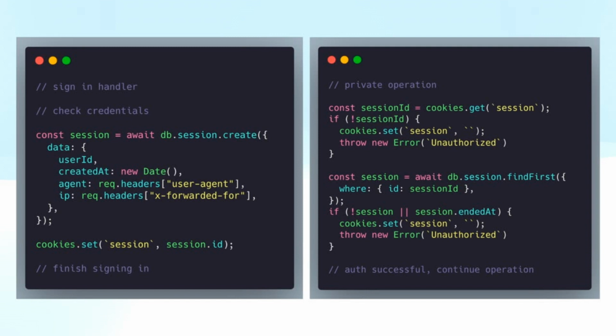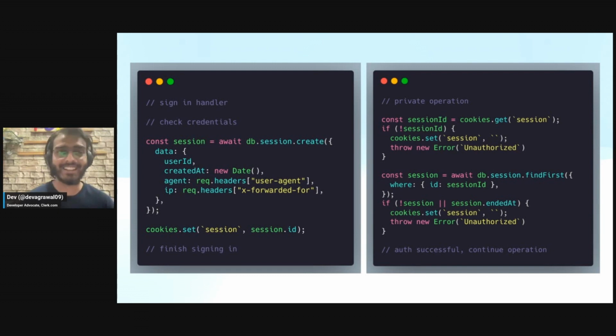Now, if the session object doesn't exist, then obviously it's a bad cookie, or maybe someone is tampering with the cookie, so we just sign them out and we throw the unauthorized header. Or if the session has an ended at date, which means you have already signed out of that session, you shouldn't be able to use it to authenticate with requests. So in both of these scenarios, we will just unset the cookie so that future requests don't have to go through this process again. And we throw the unauthorized error so that the client knows that the user needs to sign in again. And of course, if none of those things happen, authentication was successful and we can continue the operation.